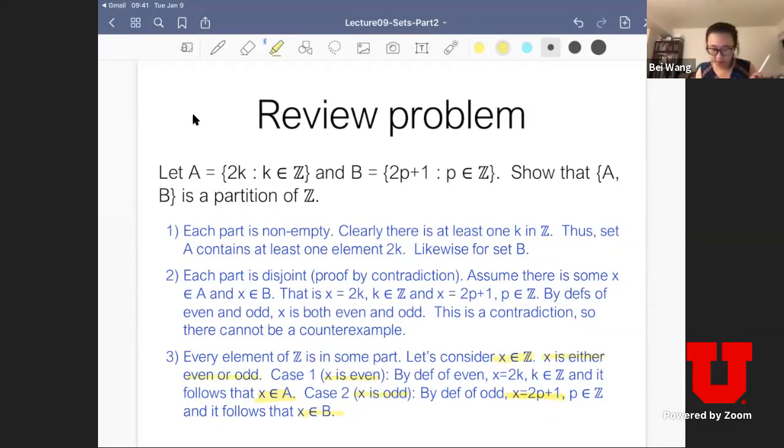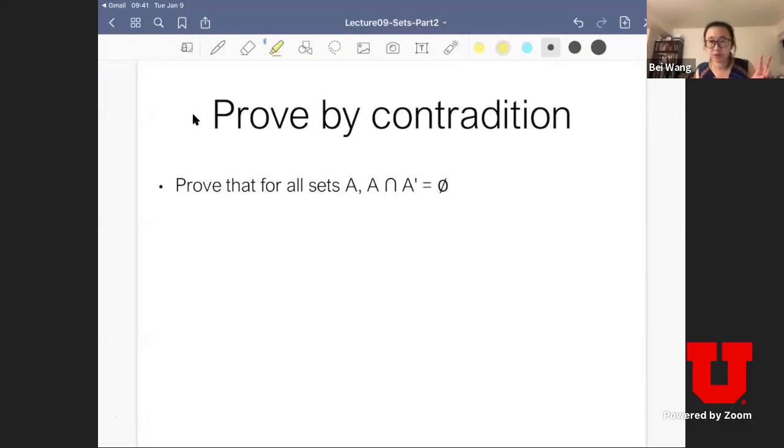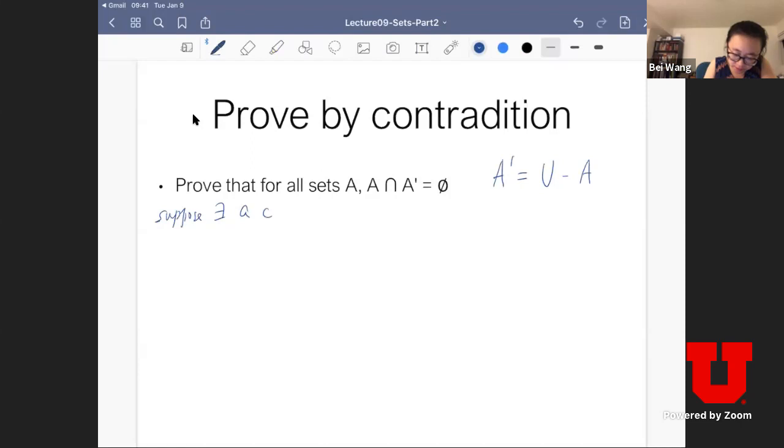All right, so now let's look at two last problems involving sets. Both of them we will try to prove by contradiction. The first one is to prove that for all sets A, A intersect A prime, which is the complement, is empty. By definition, recall A prime is equal to the universal set minus A. Since we want to prove by contradiction, we assume there exists a counterexample.